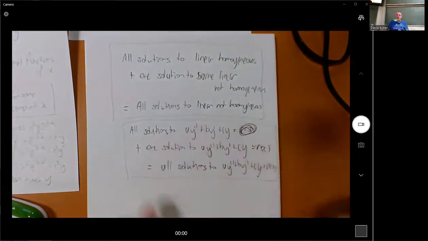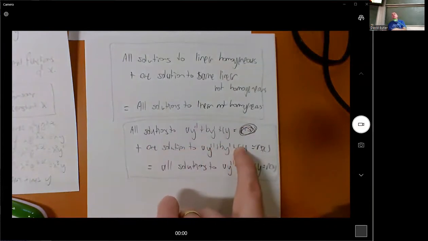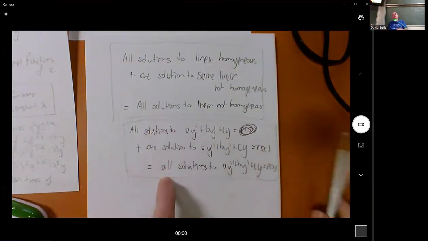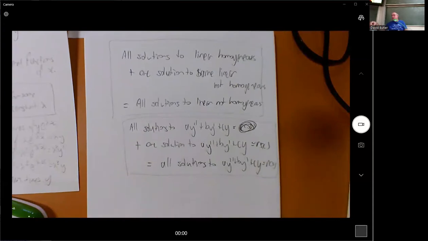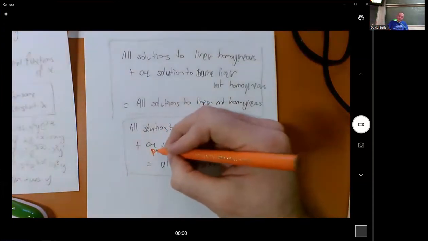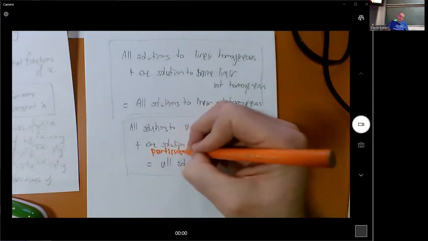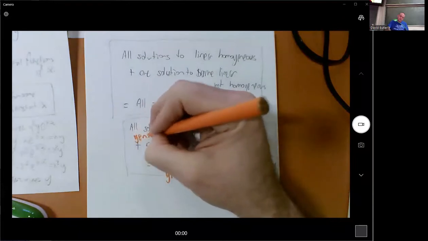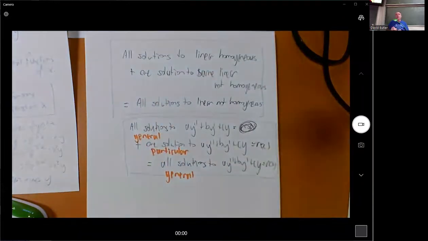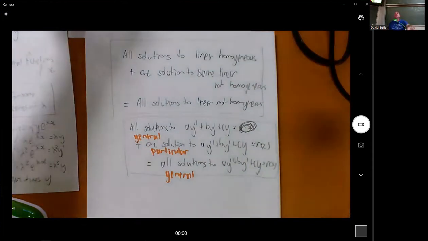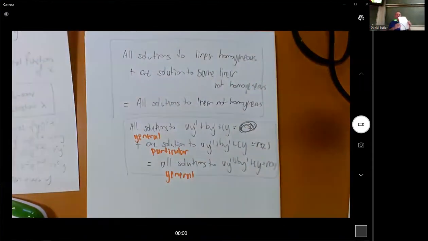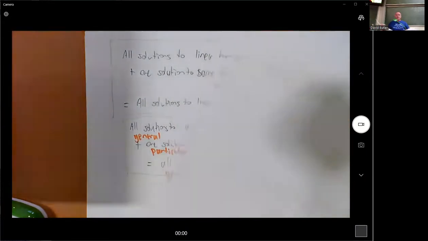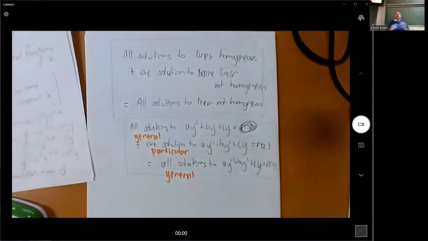So your lecturer calls this a particular solution and these two general solutions. But I find those words meaningless, so I prefer to just say all. So those are the two big ideas that go together to solve this problem. And the third big idea is just guess an answer.